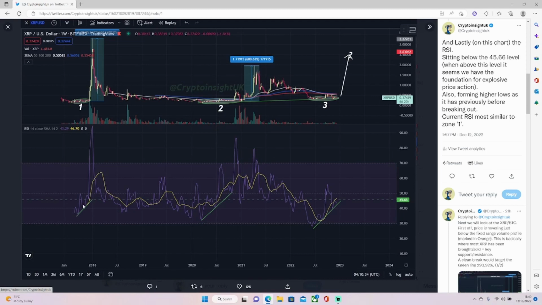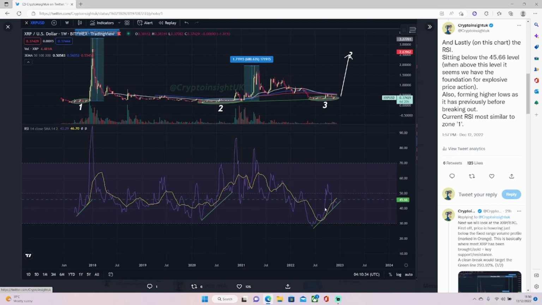So as you can see here, the RSI is most similar to Zone 1 because of where it's positioned around that 45.66. What I'm specifically talking about with this level is when it's been above this level, it has been able to explode properly. When it's been below, we've seen price action basically just go sideways. It's not a precursor for a definite explosion in price, but what it does mean is the foundation is there for an upwards price move when we are above that 45.66 level, marked by that dotted green line there. And it's very similar to the occasions in the past when we have seen a leg up in the price.